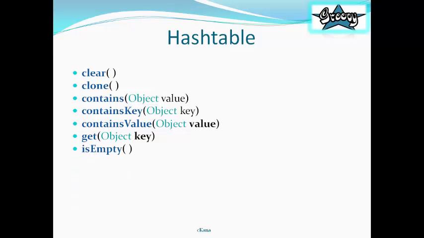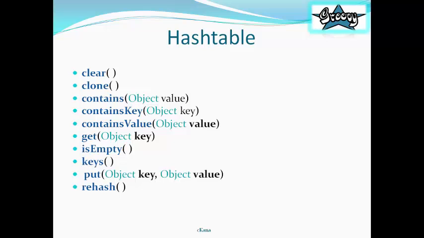isEmpty returns true if the hash table is empty. Returns false if it contains at least one key. Keys returns an enumeration of the keys contained in the hash table. This is very useful. The put method, like we used in the previous slide, inserts a key and a value into the hash table. Returns null if the key isn't already in the hash table. Returns the previous value associated with the key if the key is already in the hash table.